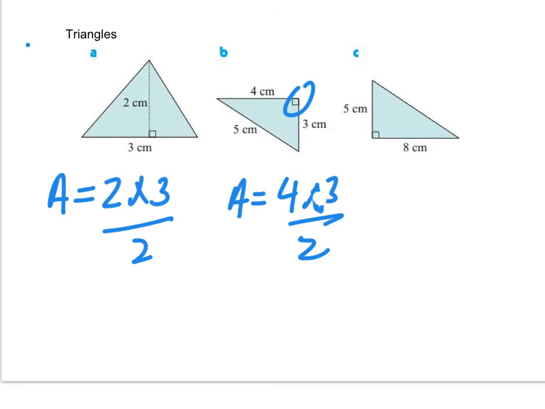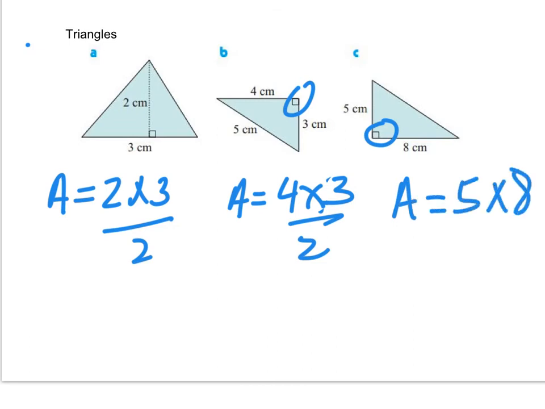I'm just going to erase that and tidy it up in here. You'll see that on that one, the 5 is there, but the 5 doesn't represent base or height, so it's not necessarily needed in the formula. And then the last one, there's the right angle symbol between the 5 and the 8, connecting the 5 and the 8: 5 times 8 divided by 2. Plug them into your calculators or just work them out, they're very easy.